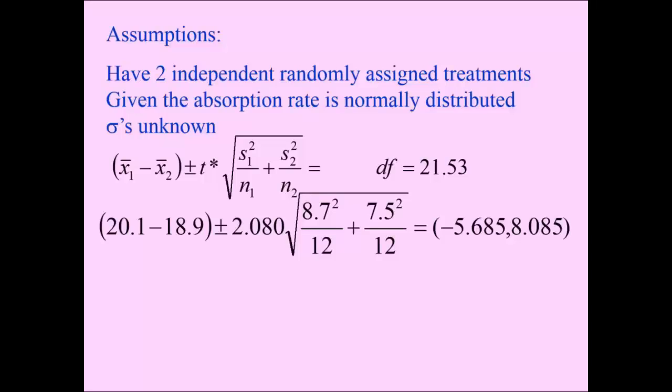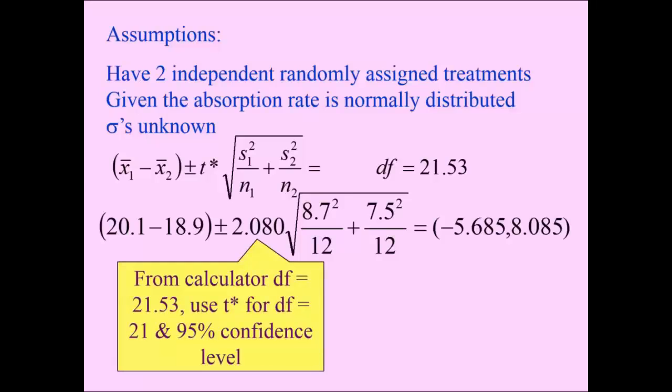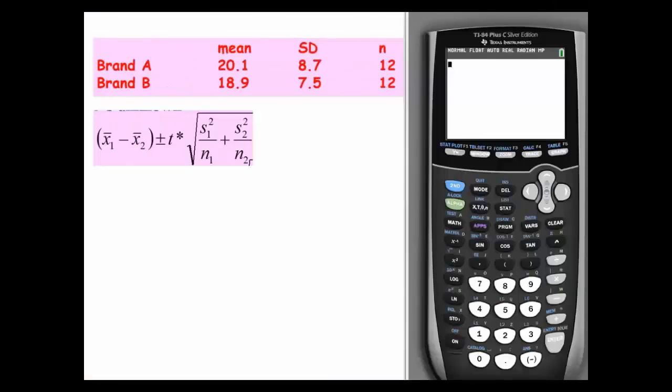Okay, let me pause it here, and let's take out our calculator and get caught up to this point as far as how we got all these numbers. So go to your calculator and turn it on. We're going to go to Stat, arrow over to Tests, and we want to find a two-sample t interval, which on my calculator is choice 0. So look for two-sample t interval.